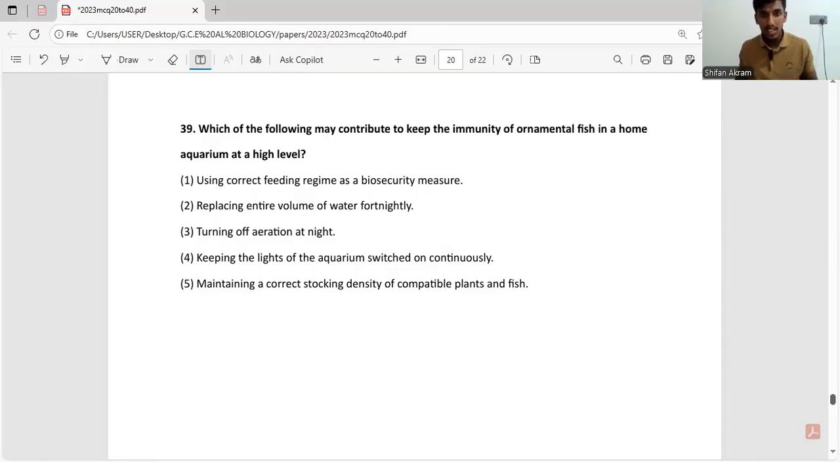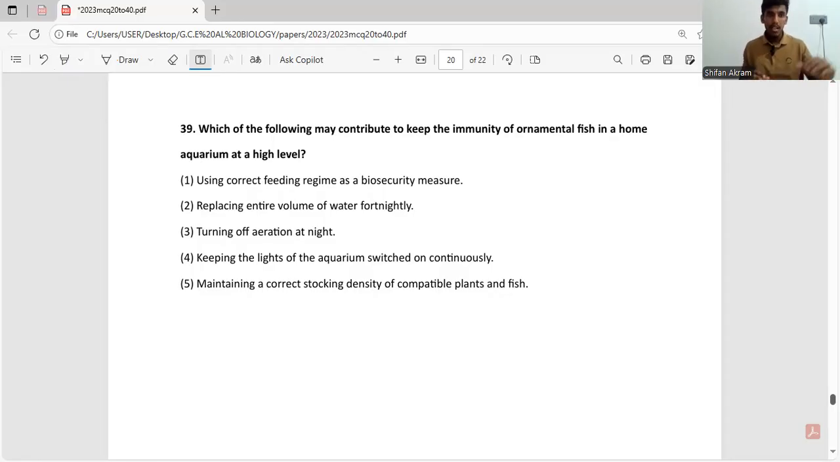Fourth one, keeping the lights of the aquarium switched on continuously. Now, what happens if we keep the lights on continuously? The algae that is present in the aquarium get a lot of light and they undergo photosynthesis and reproduce rapidly. We don't want that, right? So again, the fourth statement is also wrong. It doesn't keep the immunity of the fish high.